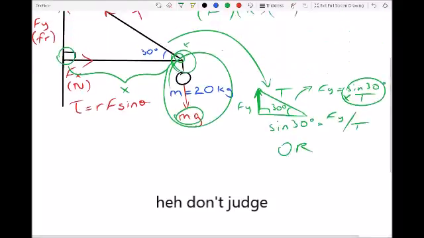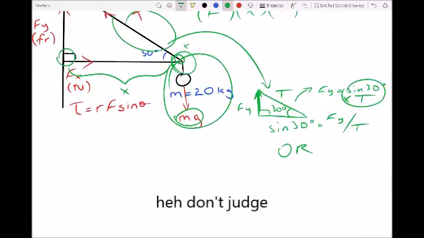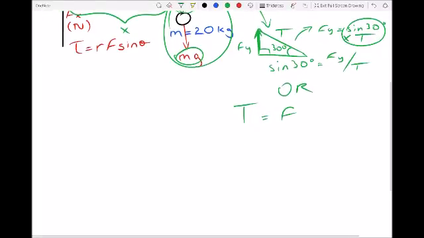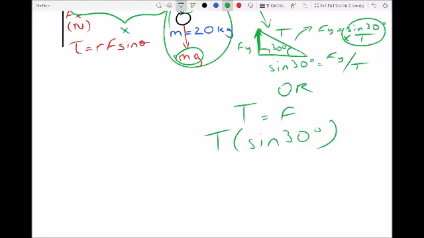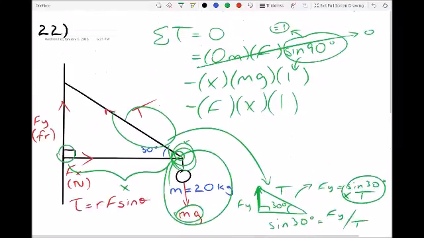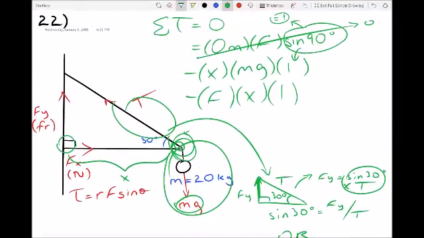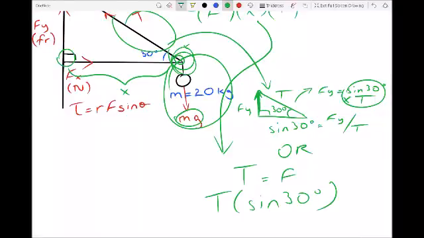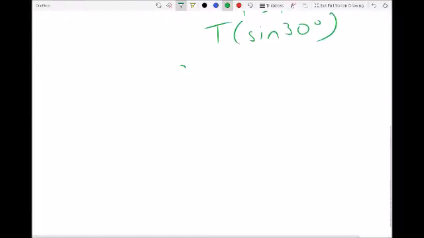Alternately, we could think of it as just the force of tension being our force, and our angle is 30 degrees, just to simplify our thought process. So it would be tension times the sine of the angle theta, which is 30 degrees. We'll just plug that in for our force instead of using our right triangle. But of course, using the right triangle makes more sense conceptually, to me at least.